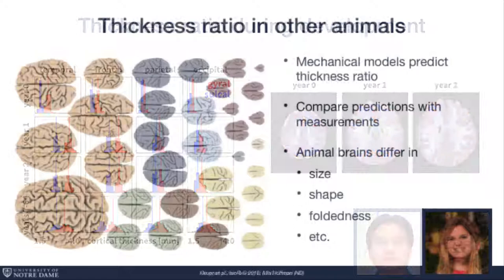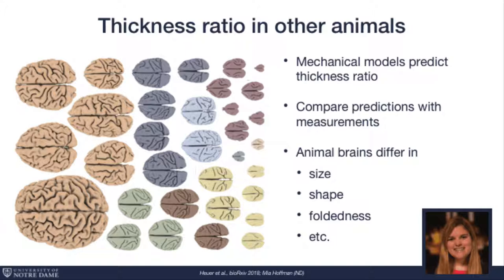Another project I'm working on right now, with an undergrad at Notre Dame, is investigating thickness ratio in other animals. There's a large atlas of primate brains, and we're trying to look at what the cortical thickness and the cortical thickness ratio look like in these different species. We have this mechanical model that predicts thickness ratio, and we want to compare our predictions with measurements. In human brains, there's only so much variation in size and foldedness, but in animal brains, there's a huge variety. These are all to scale, so we have huge differences in size, very folded brains, and not so much. We're trying to see how well our models predict this thickness ratio in all these different animals.